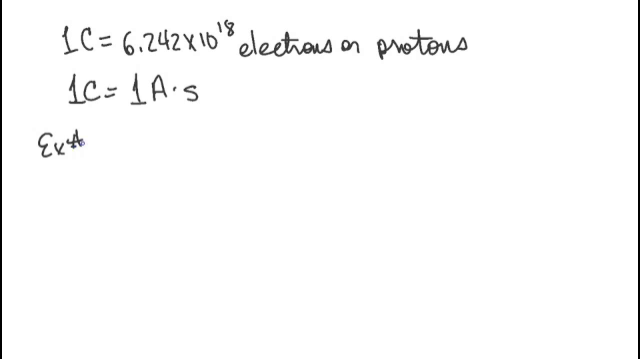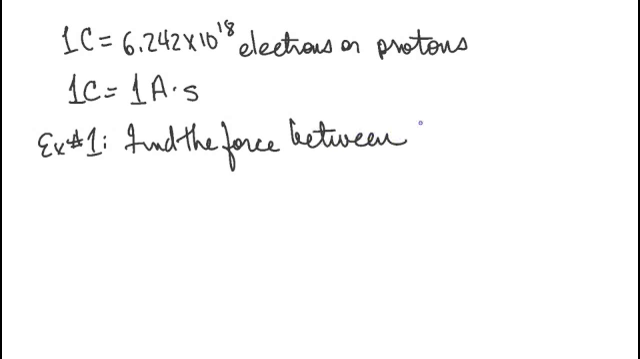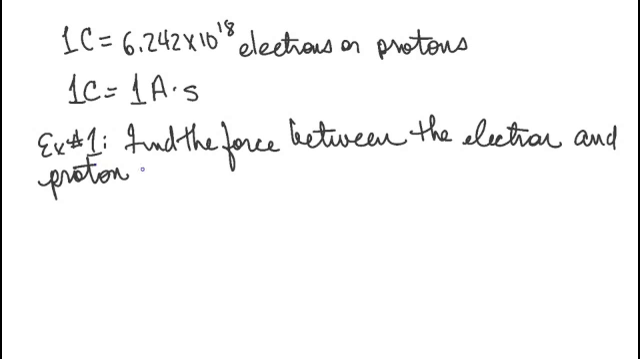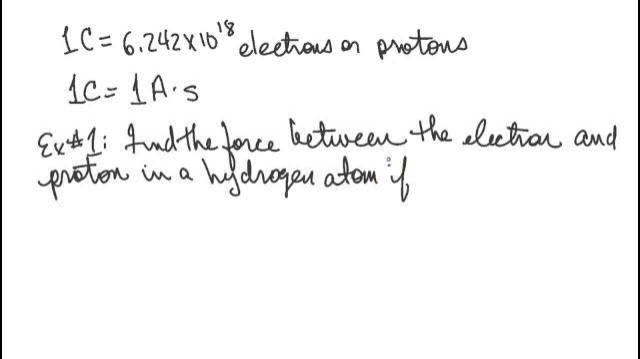Example number 1. Find the force between the electron and proton in a hydrogen atom if they are 0.53 angstroms apart.